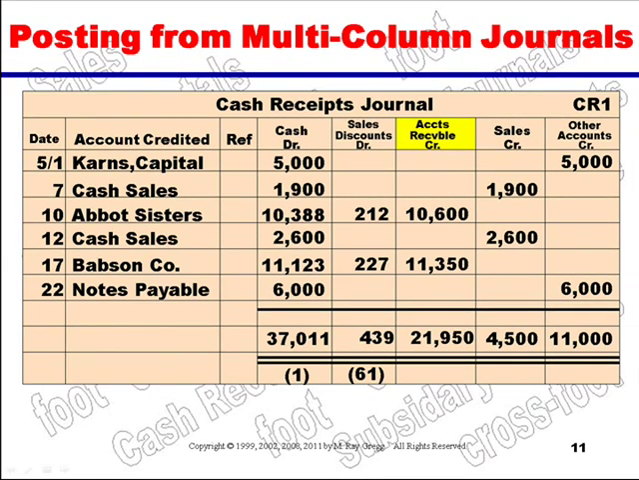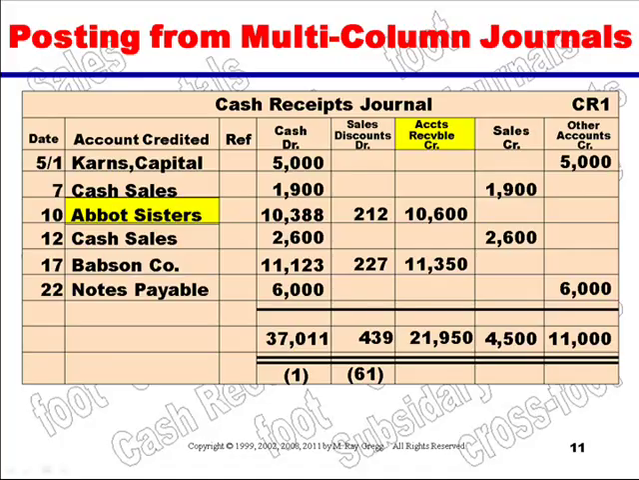The accounts receivable column is one of the other exceptions. Columns named accounts receivable and accounts payable need to be posted individually. These two will be posted individually and will be posted as a total to the control account in the general ledger. They're credits to accounts receivable. One to Abbott Sisters. That $10,600 amount to Abbott Sisters needs to be posted as a credit to their account in the accounts receivable subsidiary ledger.